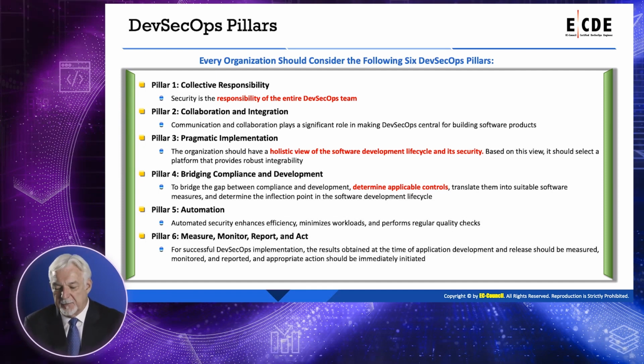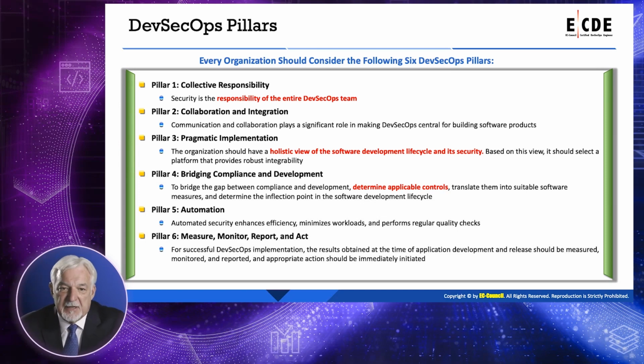So I know it's a little bit repetitive, but let's talk about DevSecOps pillars. And they're basically pillars or the main big pieces or thoughts as to why we do this. Why do we do DevSecOps? Number one, collective responsibility. Security is the responsibility of the entire DevSecOps team. It doesn't reside on security just throwing requirements and policies and things like that over a fence and telling everybody to make sure they do it.